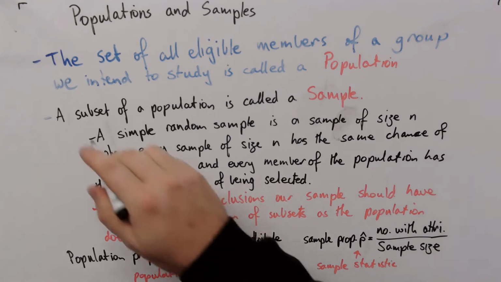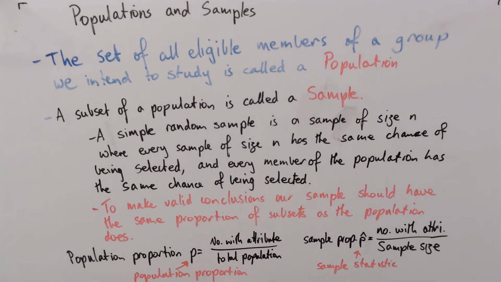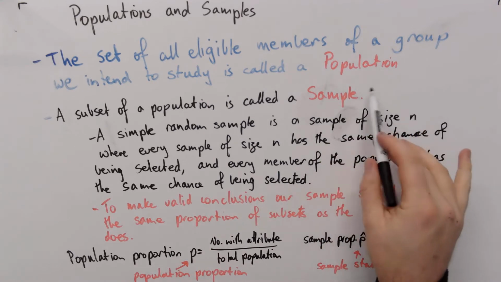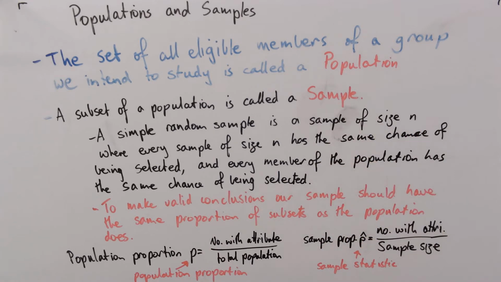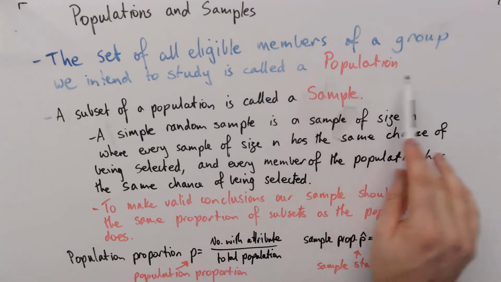The set of all eligible members of a group we intend to study is called a population. Quite simply, we could be talking about the population of Australia. We might want to study the population of Australia, so for our statistics, that would be our population.